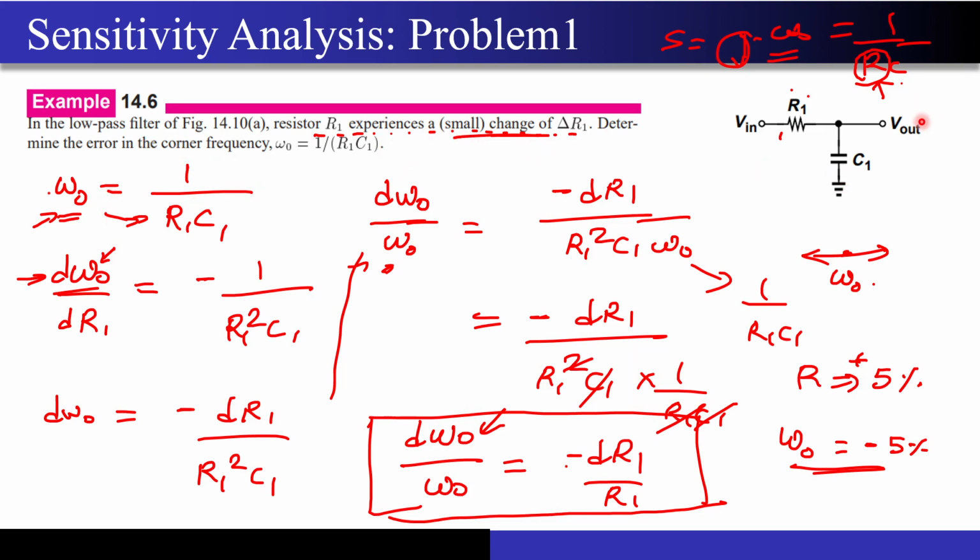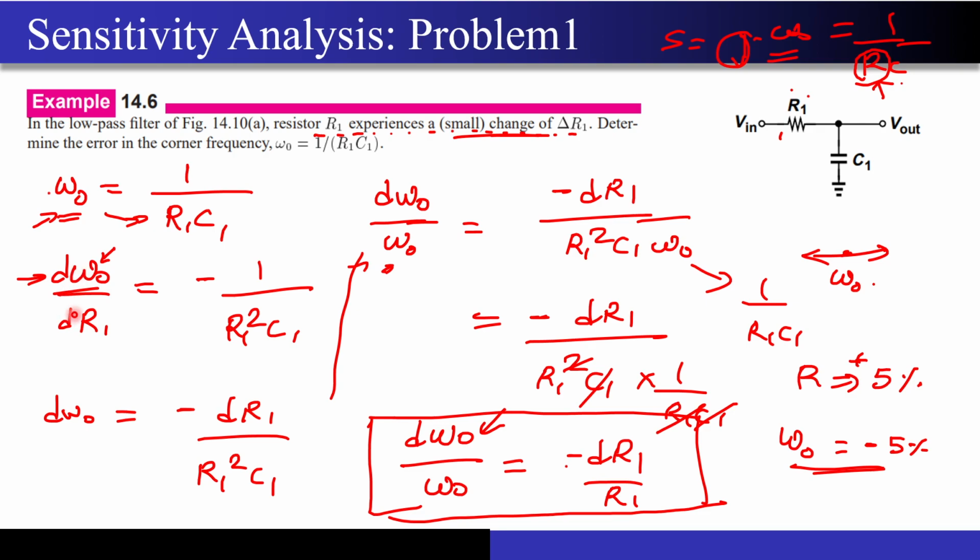Now what is the pole frequency? It is nothing but 1 upon RC. Now how do we find the change in the pole frequency with respect to the change in R1? Again we have to do d omega naught upon dR1, assuming that the change is going to be small and not a very large one.